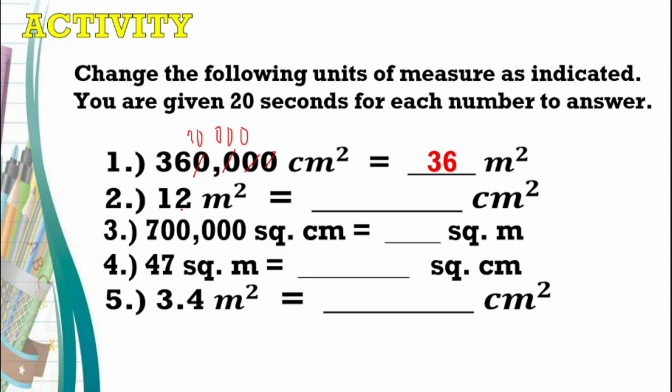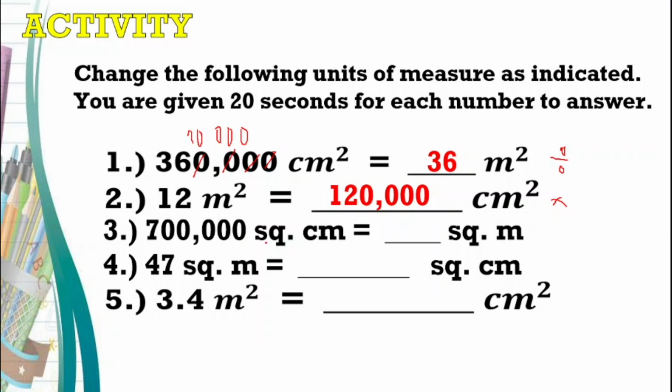And then, for number 2, 12 meters squared is equal to centimeters squared. So, reverse the operation because this would be meter to centimeter. Meter to centimeter, multiplication is the operation. But if we have to convert centimeter to meter squared, we have a division. So, multiply it by 10,000. So, the answer now is 120,000.